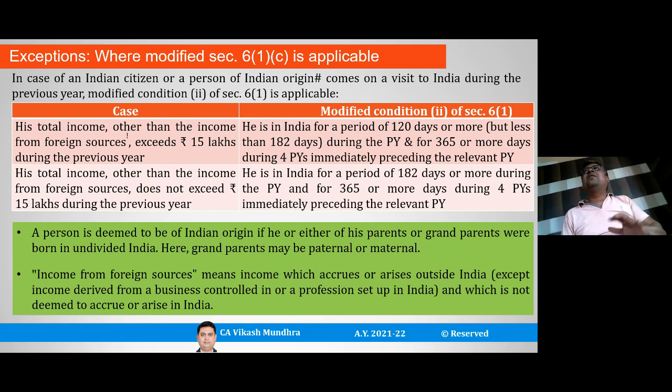Now, the modified version applicable only in this type of situation. What is the situation? You are a person of Indian origin or an Indian citizen comes on a visit to India during that particular previous year. The modified version is that if your total income other than income from foreign sources exceeds rupees 15 lakh during that particular previous year, then you are said to be resident in India if your stay in India is for 120 days or more, not exceeding 182 days. If you exceed 182 days, then condition number one is automatically satisfied.